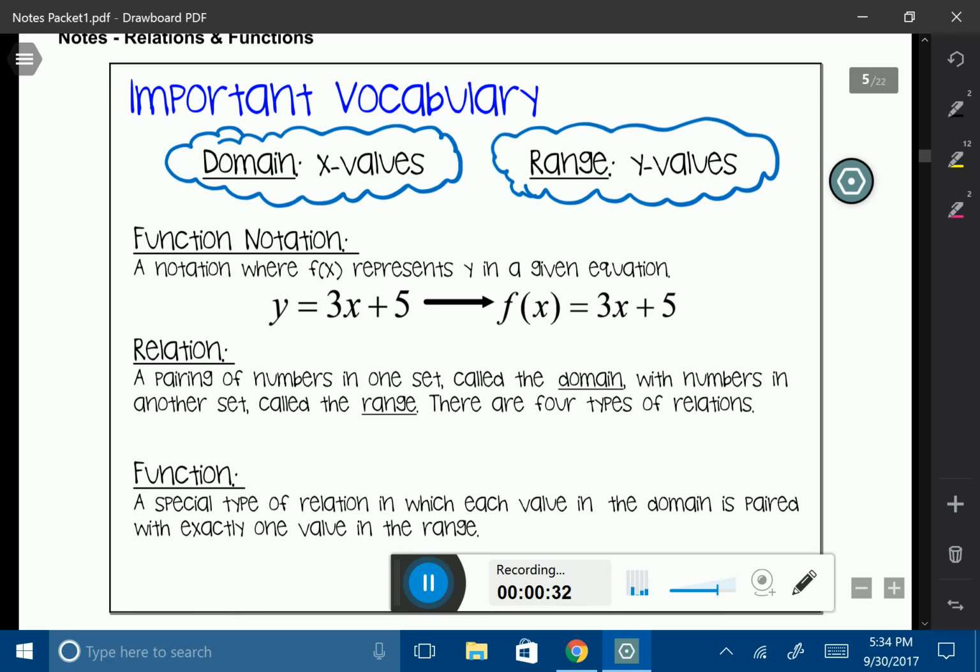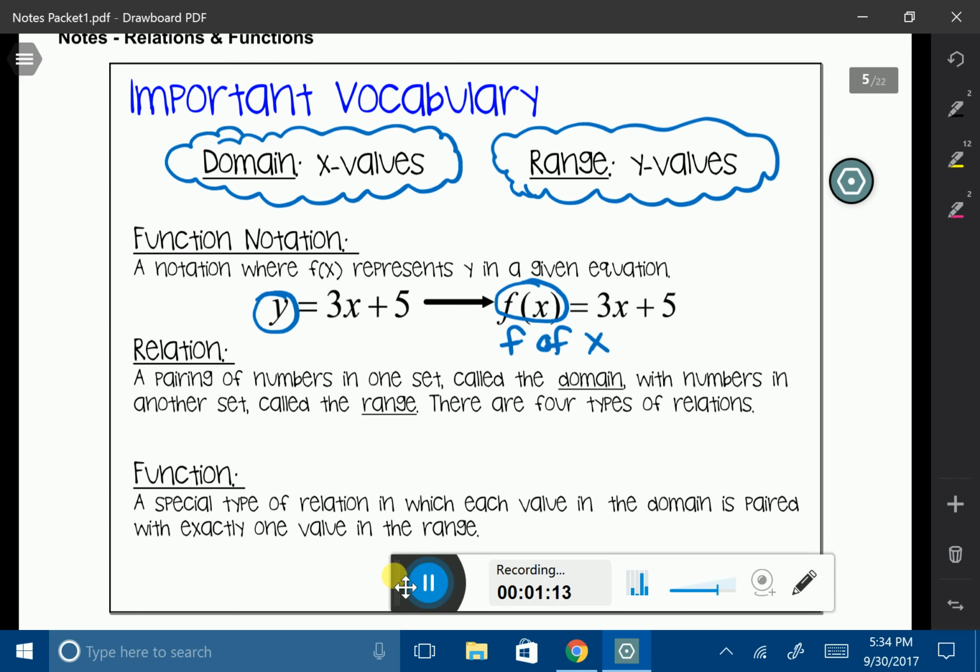We're going to be looking at this specific notation today called function notation. And basically what it's saying is that it's a notation where f of x represents y in a given equation. So in the last section with graphing function rules, we looked at functions that looked like y equals 3x plus 5. But now it's going to look like f of x equals 3x plus 5. That f with a parentheses x means that f of x is the exact same thing as y. They mean the exact same thing.